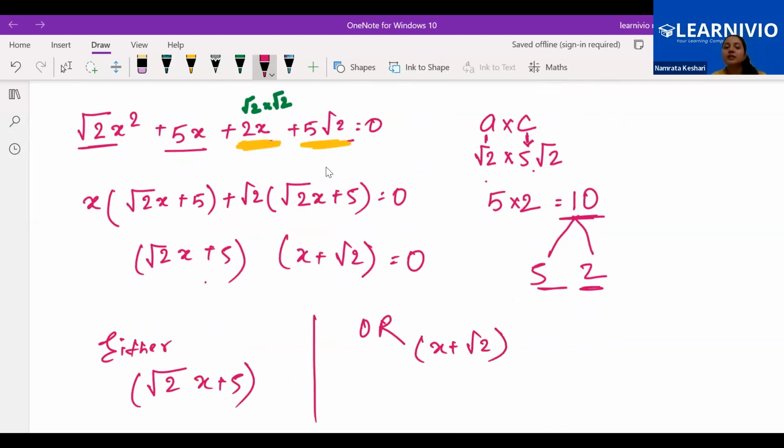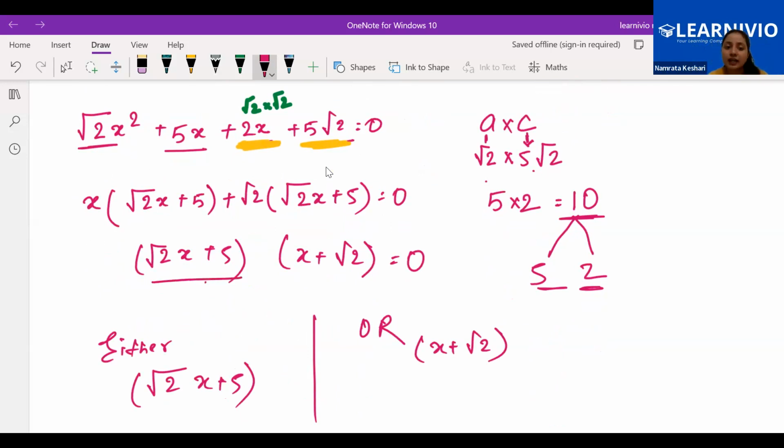Because in mathematics, if the product of two terms equals 0, that means any one of the terms has to be 0. Otherwise it is not possible. You are taking one number which is not 0, another number which is not 0. The result will never ever be 0. The result will be 0 when any one of them is 0.